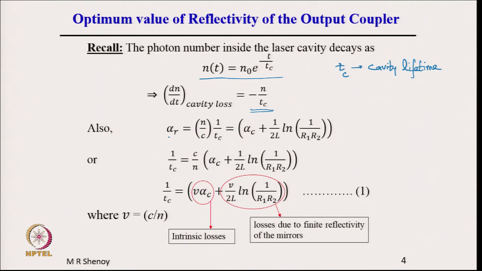And alpha r is equal to n by c into 1 by T c. This derivation we had done earlier, that alpha r is related to the cavity lifetime through the relation n by c into 1 by T c, and 1 by T c is given by the expression here. This also we have already derived. 1 by T c is equal to c by n into alpha c plus 1 by 2 L into ln 1 by r 1 r 2. So, this is alpha r, this is 1 by T c equal to c by n into alpha r, and therefore, we can write this as, c by n is nothing but the velocity. So, v is equal to c by n, this is not nu, this is v, which is the velocity.